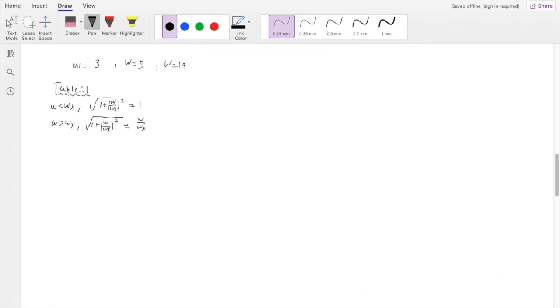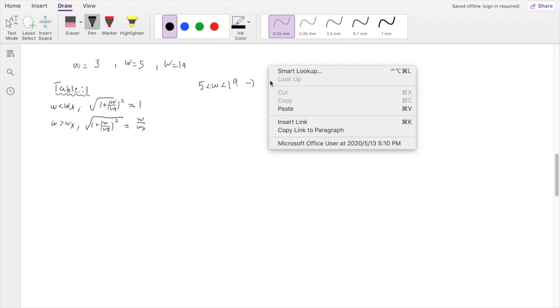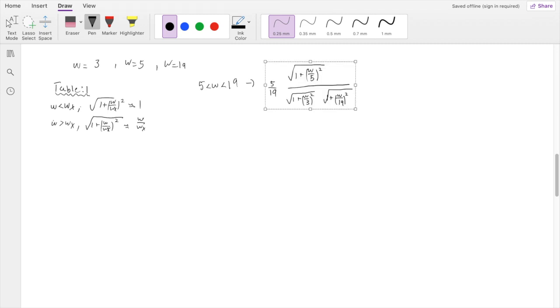So now we have to find the next line segment, and that's going to be when W is between 5 and 19. So again we have to find what the gain will look like. Now that W is greater than 5 and 3, but still less than 19, we can simplify the function just like this. Right here, this will become W over 3. This will become 1, approximately, and this will approximate to W over 5.